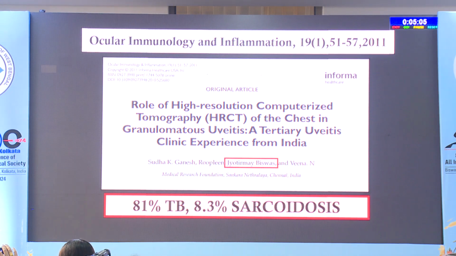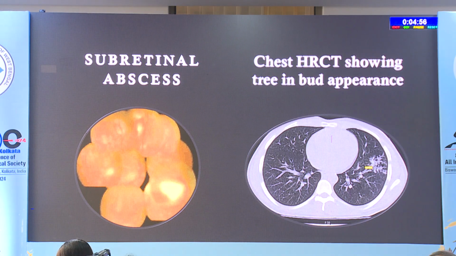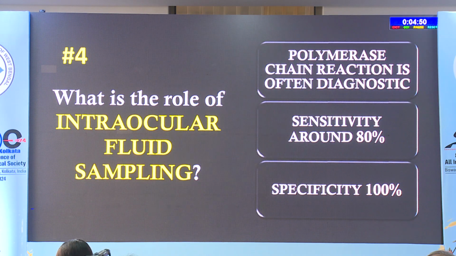We did a study of the role of high-resolution computerized tomography of the chest, and with 81% TB, 8.3% sarcoidosis was detected. The subretinal abscess in this case shows an example of tree-in-bud appearance on HRCT chest. When in doubt, what is the role of intraocular fluid sample? You can do the PCR. Sensitivity is around 80%, specificity 100%.